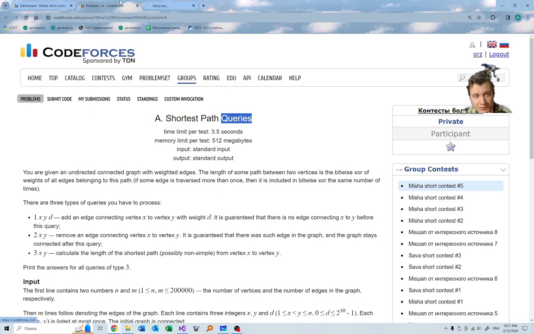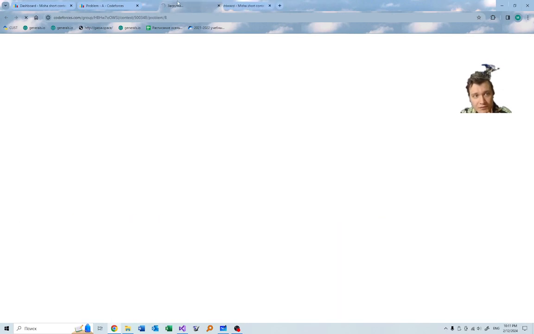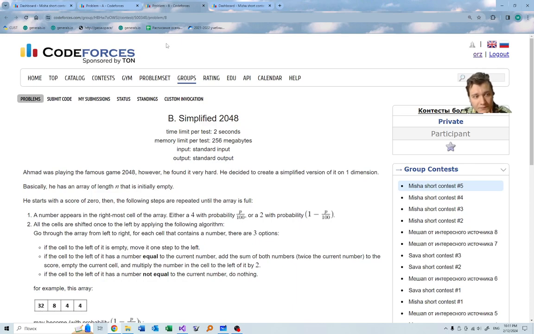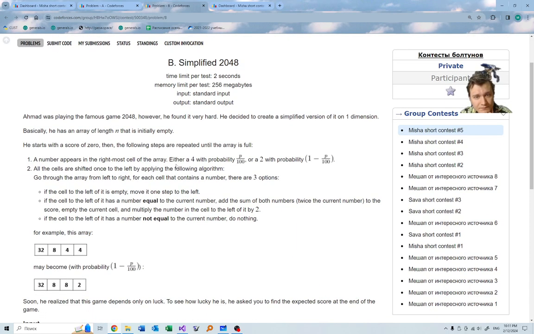Well, let's look at some other problems. Simplified 2048. So we have a one-dimensional game. We have an array of length n. So a number appears in the rightmost cell of the array, either 4 or 2. All the cells are shifted once to the left by applying the following algorithm. From left to right.